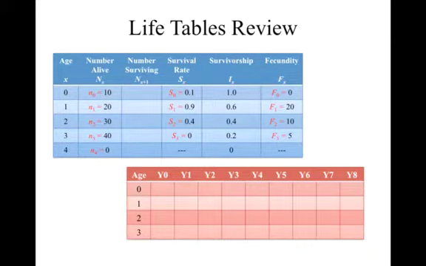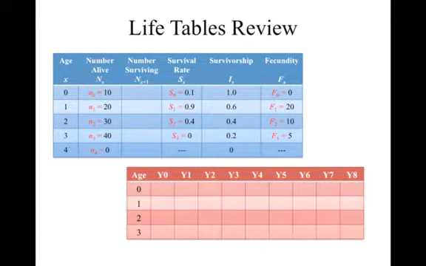In last class, we talked about life tables, and these were tables summarizing survival rate, survivorship, and fecundity as a function of age or stage. What these life tables allowed us to do was take the number of individuals in a population in each of the different age classes and use that to predict what will happen to the population 1 year from now, 2 years from now, 3 years from now, and so on. So again, a little review.